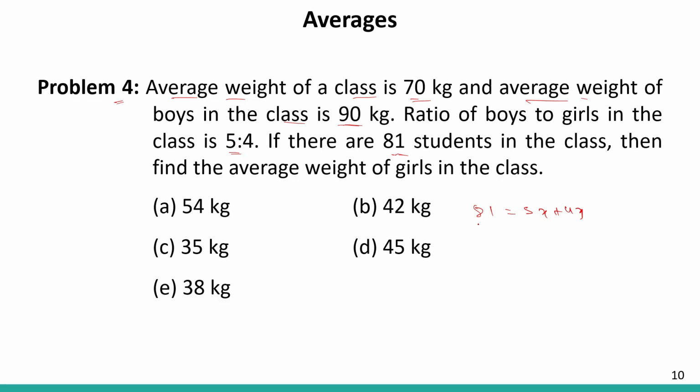So then we can write this. From this statement and this statement we can reduce this one. So this implies that 9x is equal to 81. So this implies that x is equal to 9. So we can reduce this.